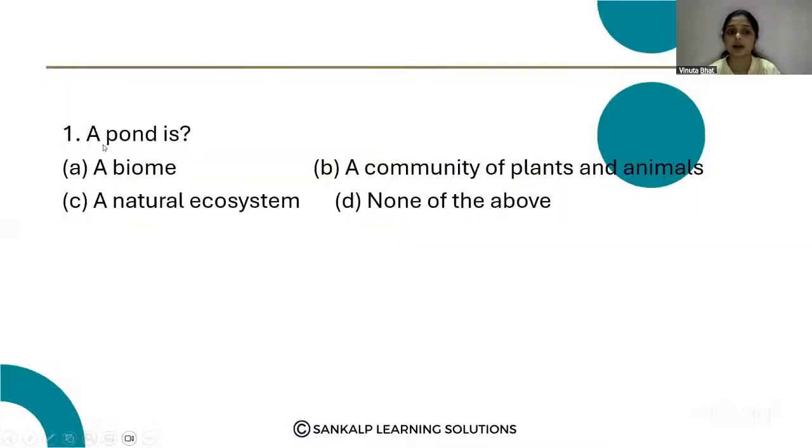Question number 1. A pond is: option A, a biome; option B, a community of plants and animals; option C, a natural ecosystem; option D, none of the above. So here, a pond is, if you know the answer, please write the answer in the chat box.